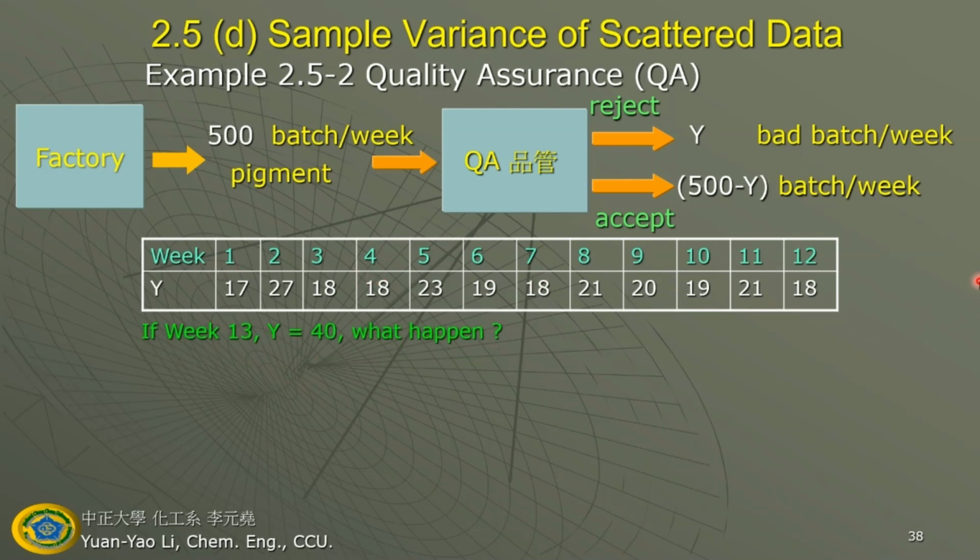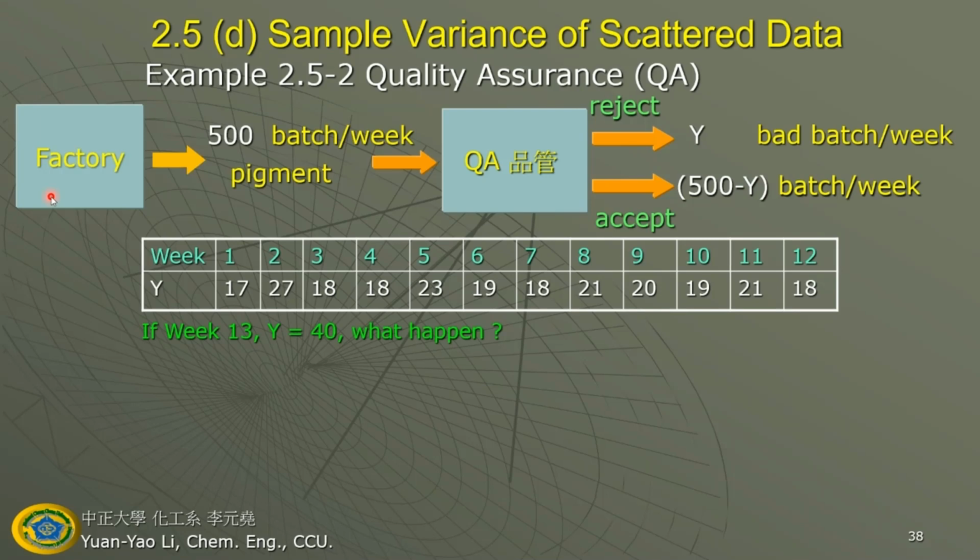So if you are a manager, and the 13th week comes out, Y is 40. You got 40 here, which is much worse than this one, right? Much worse than these numbers. Then what happens? You want to continue to do the manufacturing, or you want to shut down the factory to check what's wrong with your factory.